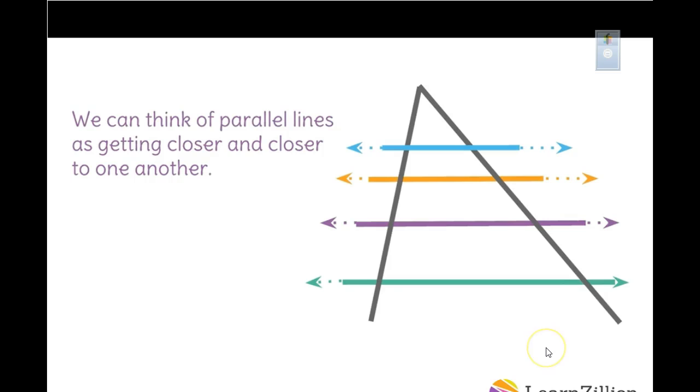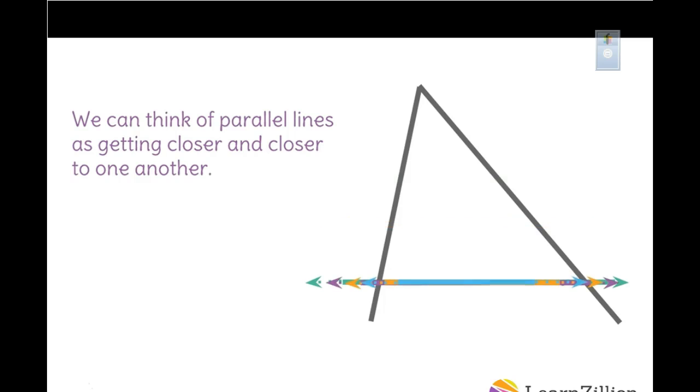We can think of the shelves as getting closer and closer to one another to represent parallel lines that get closer and closer together. As the lines translate down onto the next one, the angles also translate with them. In this way, we can see the angles remain the same.